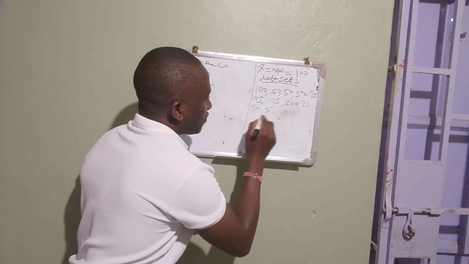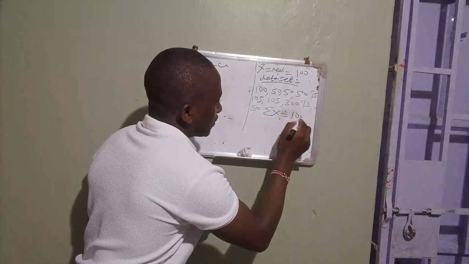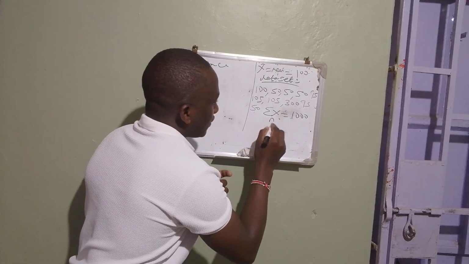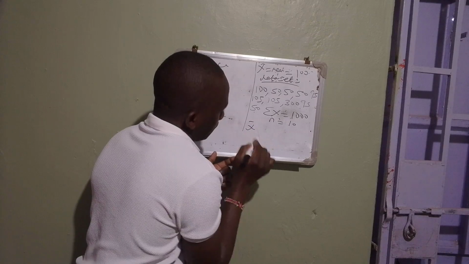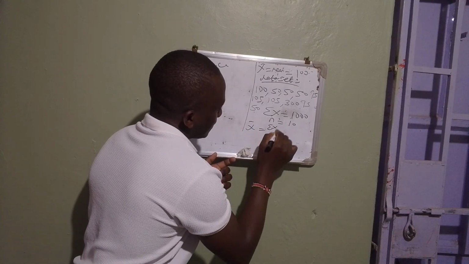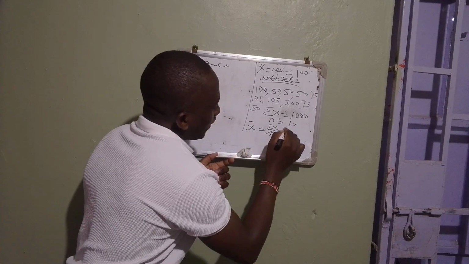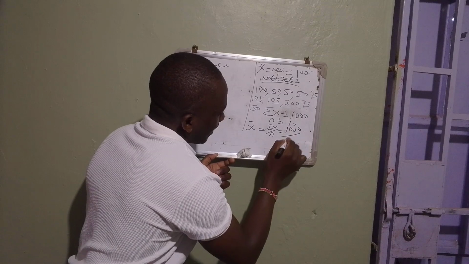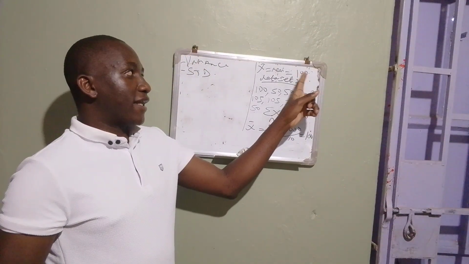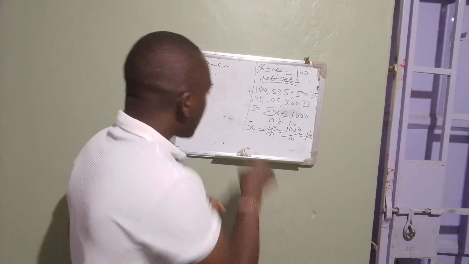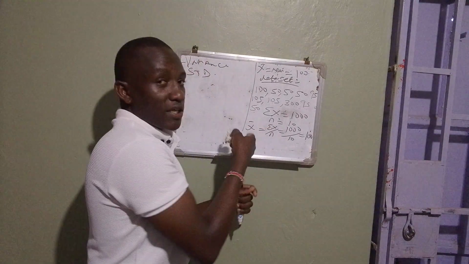So the summation of x is equal to 1000, and n is equivalent to 10. So our mean, which was x bar, is equivalent to summation of x divided by n, which was 1000 divided by 10, which gave us 100. That is how we arrived at 100. Today we are taking it further, so we are not reviewing the mean.